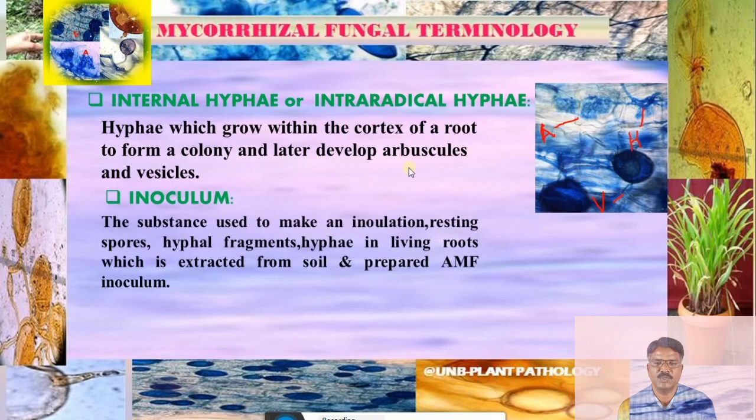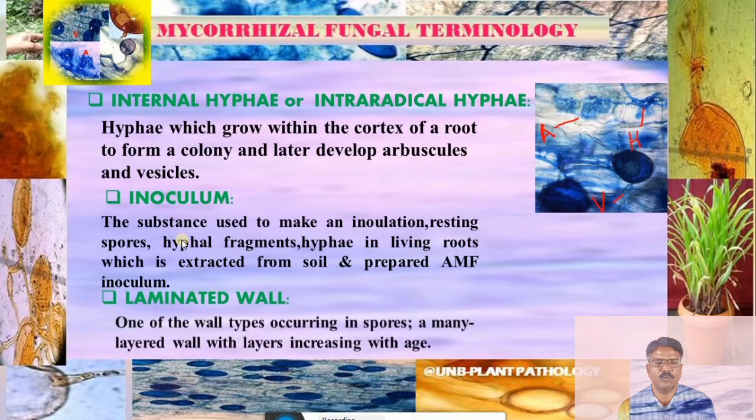Next, inoculum is a very important aspect because mycorrhizal fungi form a symbiotic association, so no pure cultures are formed. By taking the support of some host plant species, the inoculum is prepared. The inoculum is the substance used to make an inoculation: resting spores, hyphal fragments and hyphae along with arbuscules and vesicles in living roots, extracted from soil. So this is called inoculum.